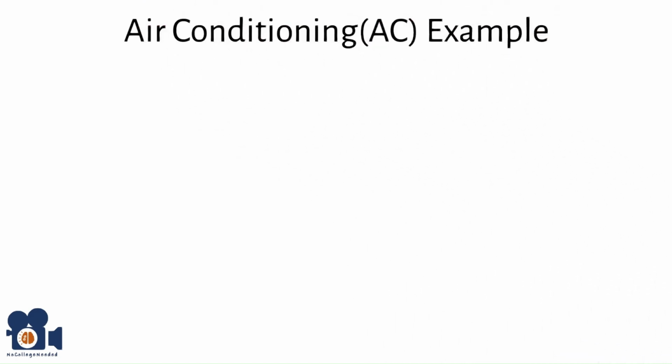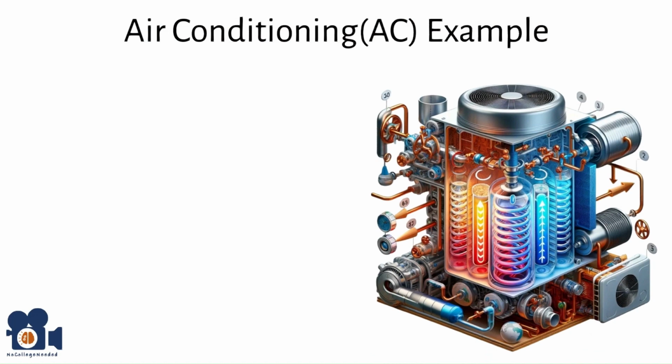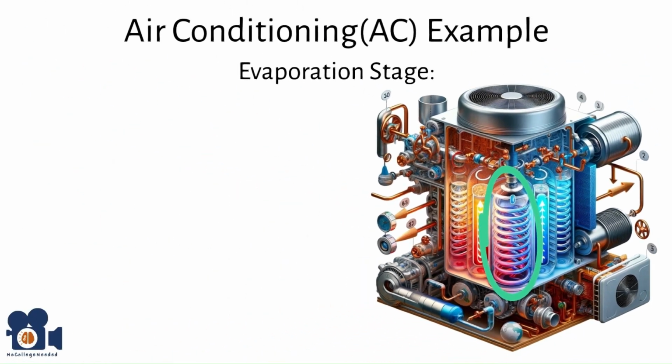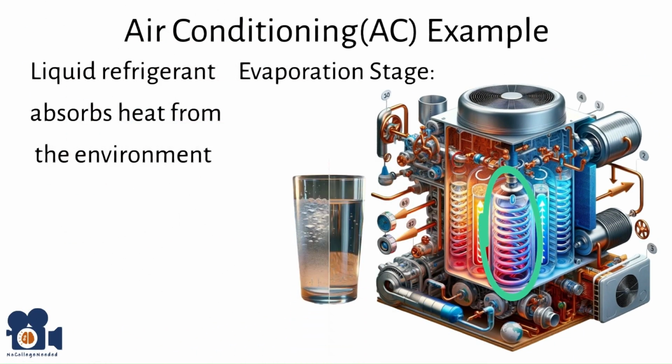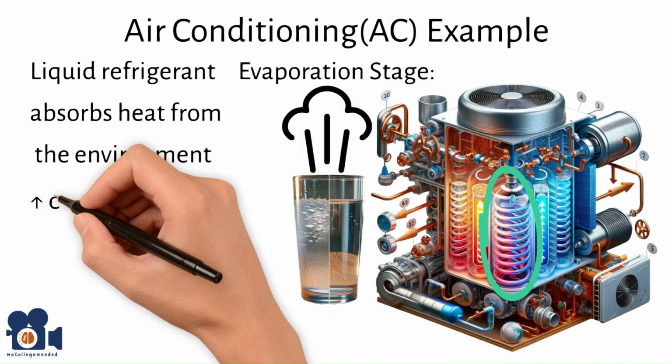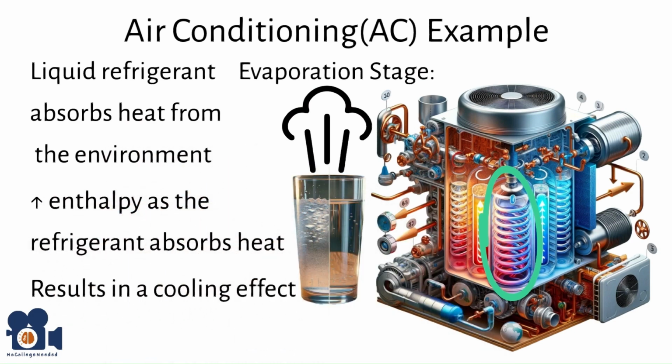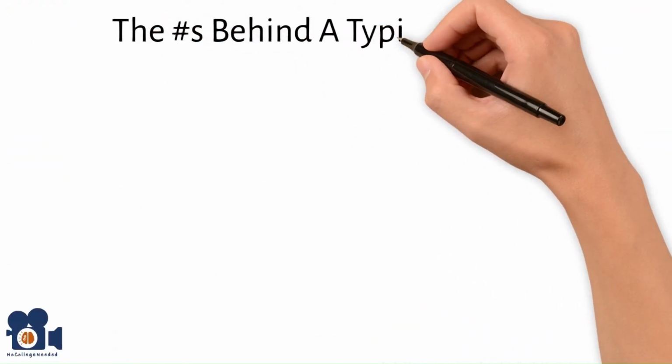Now that we know a bit more about enthalpy, let's go over the air conditioning example. As stated previously, AC works on vapor compression cycles, which use a refrigerant that undergoes phase changes that facilitate the transfer of heat. The key stage of the cycle where enthalpy plays a cooling role is the evaporation stage, similar to sweating. Inside the evaporator coil, the liquid refrigerant absorbs heat from the environment, like water in a glass that gets warmer and evaporates, turning from a liquid to a vapor. This process involves a significant increase in enthalpy as the refrigerant absorbs heat, resulting in a cooling effect on the surrounding area. So let's look at the numbers behind a typical AC unit.